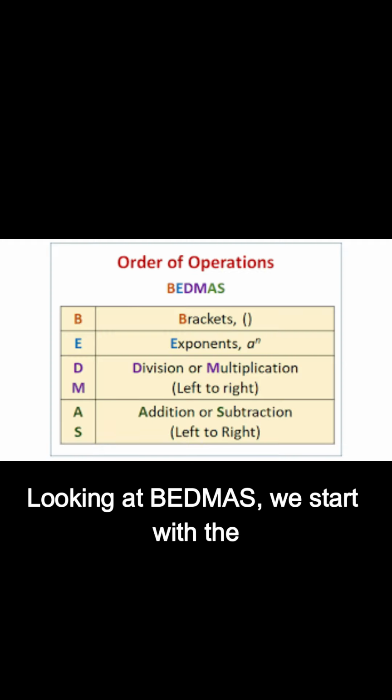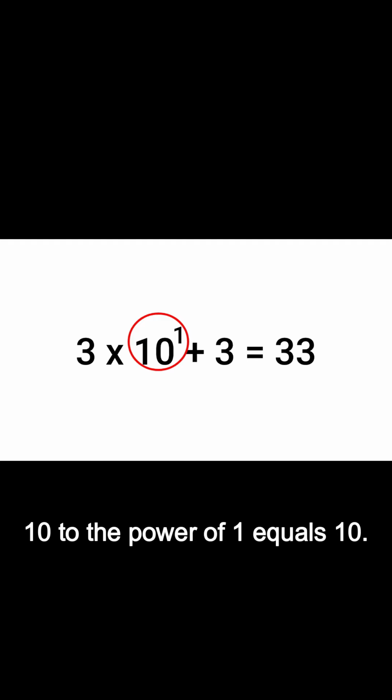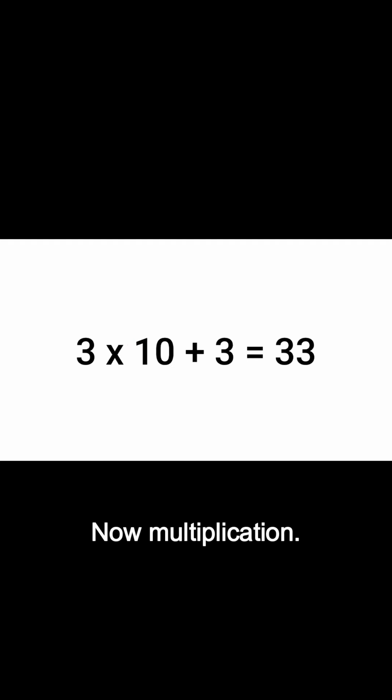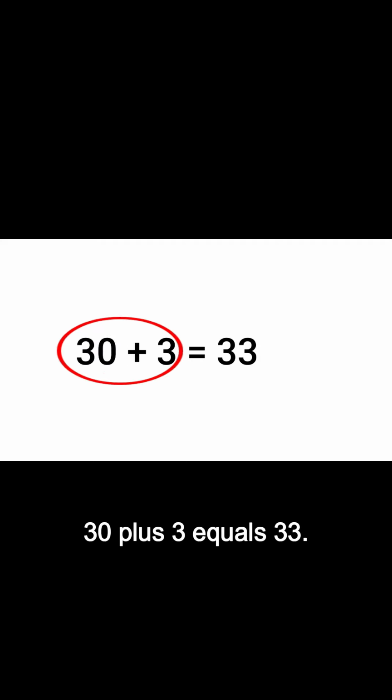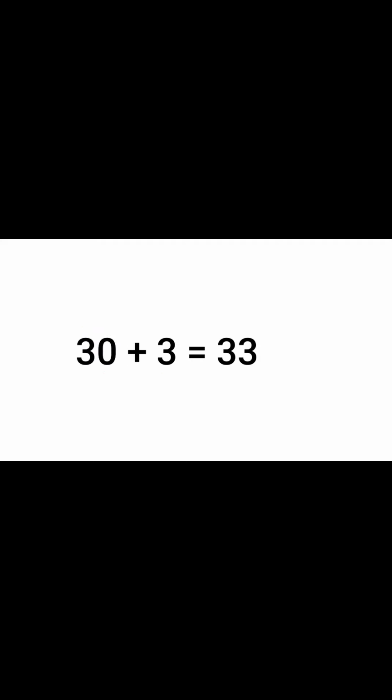Looking at BEDMAS, we start with the exponent. 10 to the power of 1 equals 10. That's easy enough. Now multiplication. 3 times 10 equals 30. 30 plus 3 equals 33. Easy peasy. Now let's show how we got these numbers with the Slike formula.